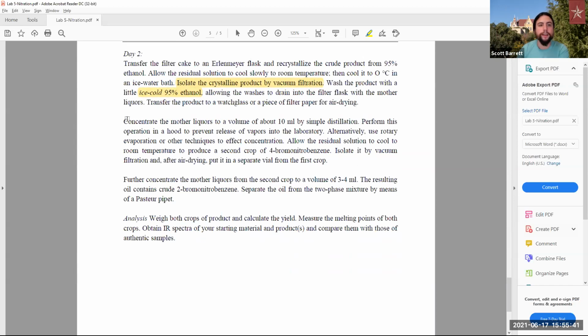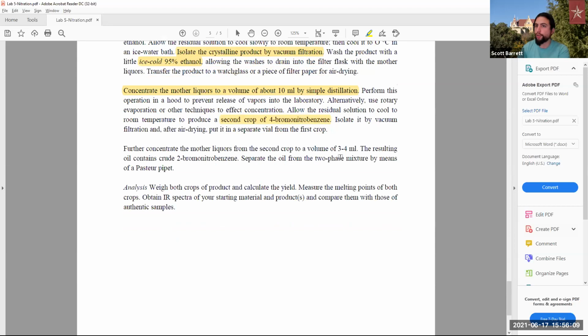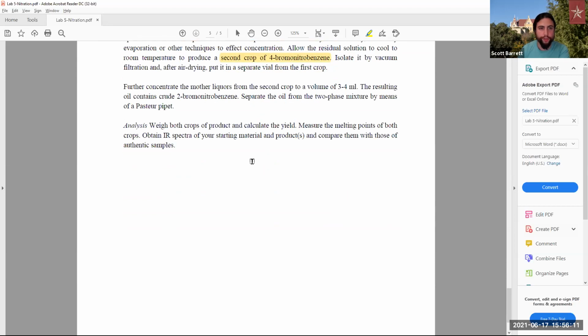Then, finally, concentrate the mother liquors to a smaller volume by simple distillation. We're going to take that over, and you can use a rotovap or other techniques to concentrate it down and allow the residual solution to cool. That would give a second crop of the 4-bromo, which would be the para bromonitrobenzene. After that, they would isolate it by vacuum and air dry it in a separate vial. But again, we're going to go through this in the video shortly.